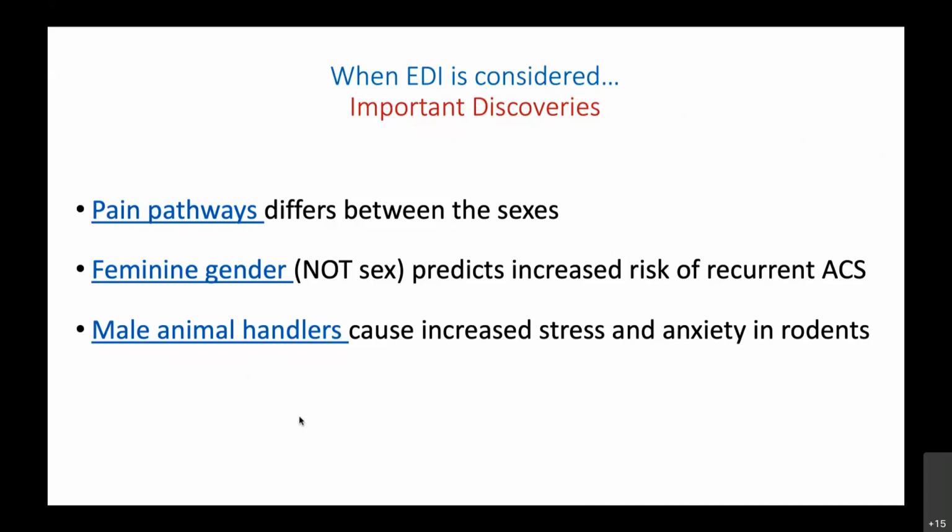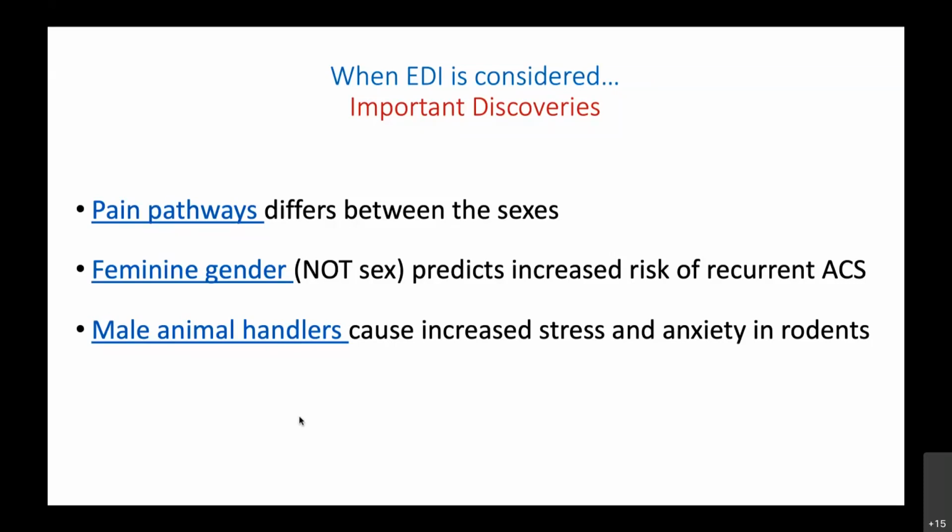This second study I thought was so interesting. It showed that gender-related characteristics, so things like social roles, not biological female sex, was actually predictive of increased risk of recurrent acute coronary syndrome. So this study really highlights the importance of thinking about sociocultural factors, even in biological studies.